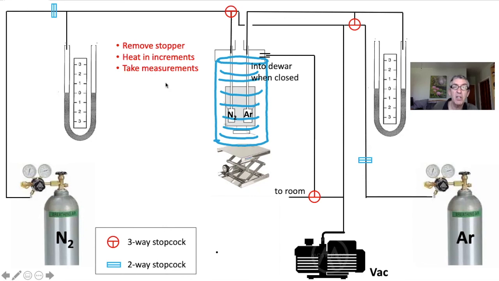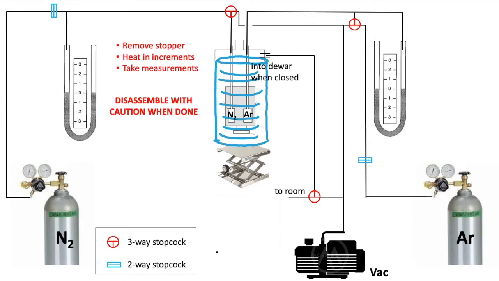After you take your first measurement, you will then heat the whole system in increments. The way we'll be heating is putting a metal rod that you've heated with hot water into the liquid nitrogen through here, and that will gradually heat the system. Then you'll take both pressure measurements, nitrogen and argon, and that will tell you the temperature and the pressure of the argon. You need 6 to 10 measurements. And then when that's finished, you are done.